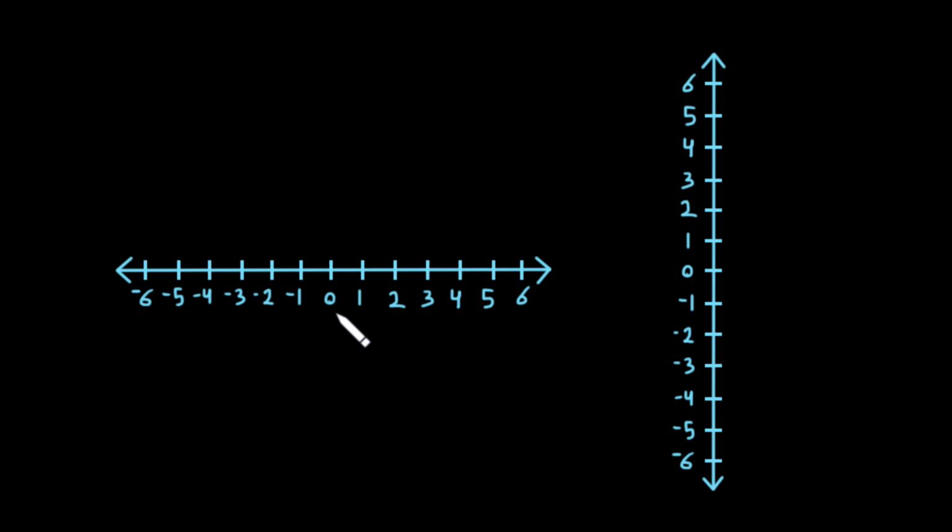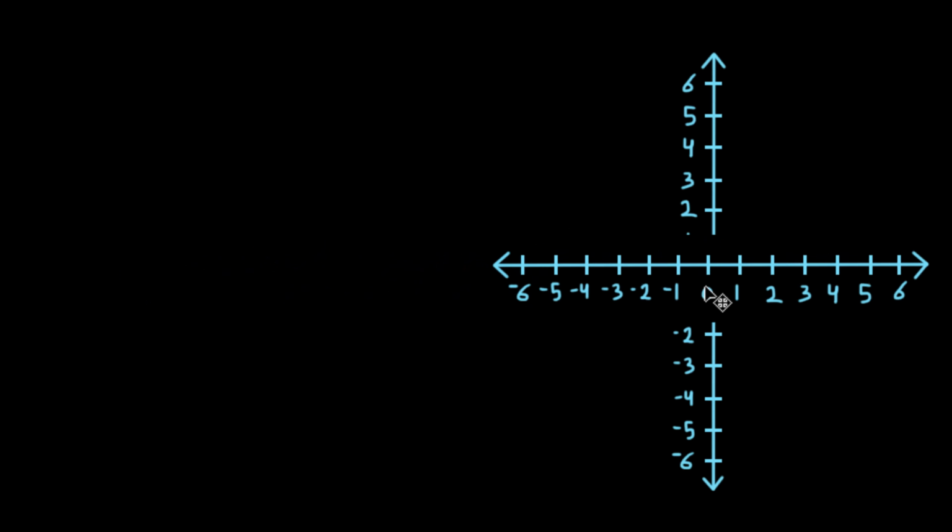The coordinate plane is like putting 2 number lines together at right angles, one for the horizontal line, the x-axis, and one for the vertical number line, the y-axis. They meet at the origin. Let's cut it. It's like they meet here at the origin.